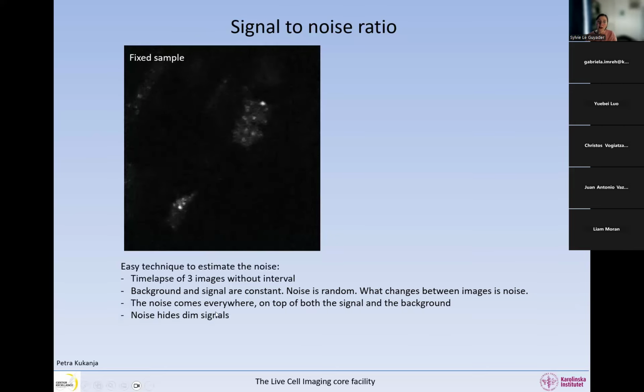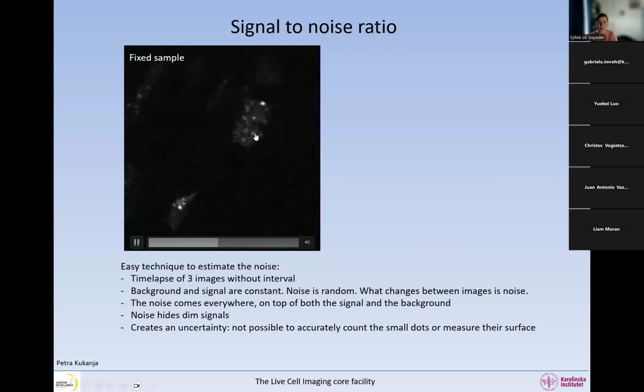The noise hides dim signals, and that is the problem. If you have a very bright sample, no problem with the noise. If you have a dim sample, that's when you need to be concerned. It creates an uncertainty. It's not possible to accurately count the small dots, for example. Where are the small dots? How many do we have? Or it's not possible to accurately measure how big they are, because the size and the shape change from one image to the next. So what should we consider?